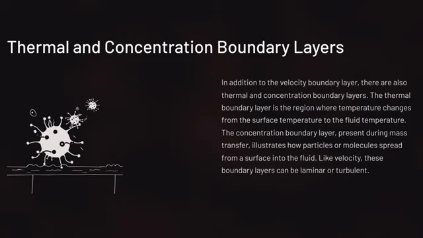It's where temperature changes from the surface temperature to the fluid temperature. And when we have mass transfer, there is a concentration boundary layer. It shows how particles or molecules spread from a surface into the fluid. And just like with velocity, these boundary layers can be laminar or turbulent, and the thickness of the boundary layer changes depending on the flow and the surface condition.